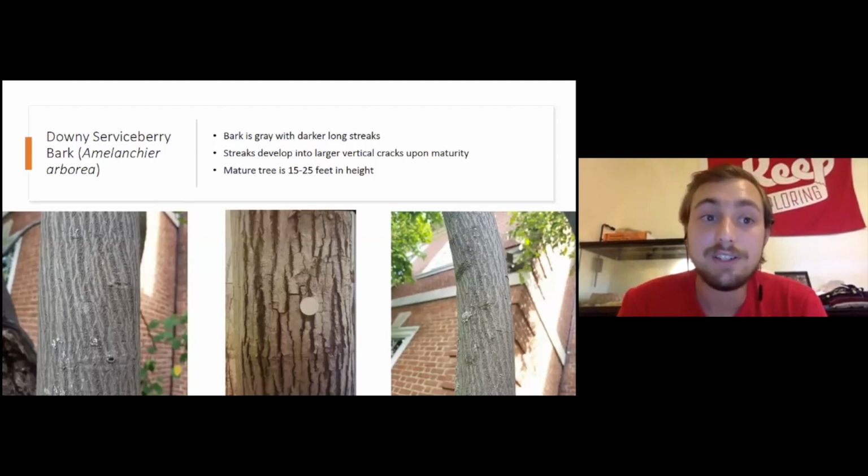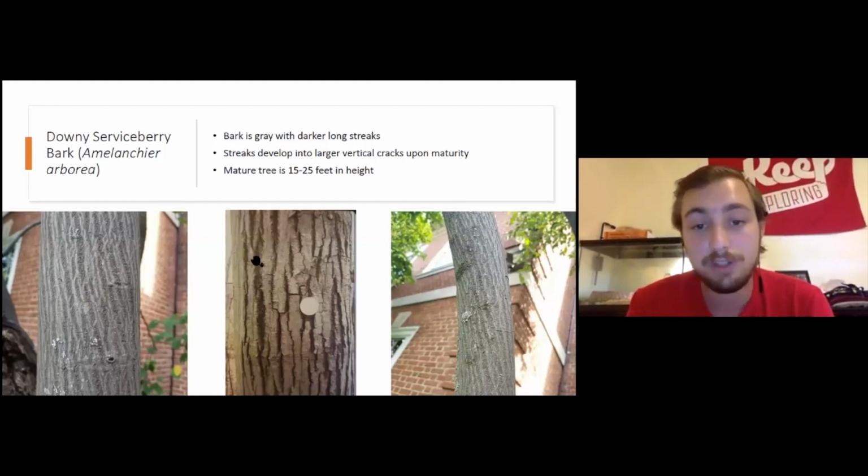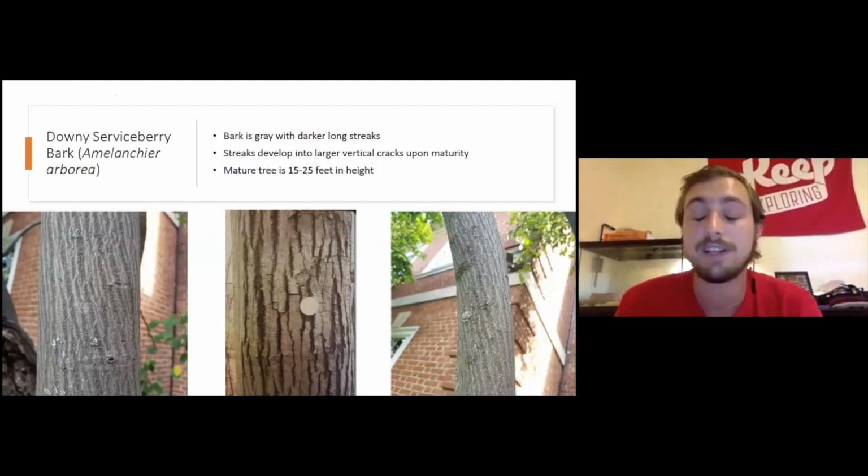So for our Downy Serviceberry, our bark is really smooth, showing some dark lines that, when mature, will create these vertical seams and cracks. And as a mature tree, it reaches about 15 to 25 feet in height. Definitely not what I would describe as a canopy tree, but still taller than what you would expect from a shrub.